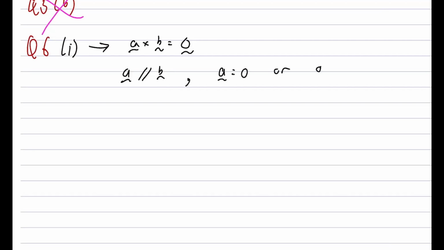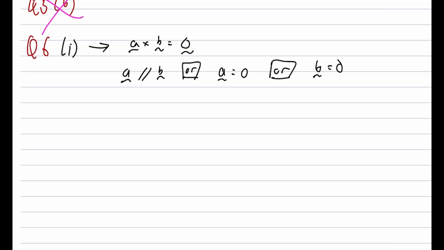Okay, from part 1, what we concluded is that whenever you got A cross B equals to 0 vector, it means that there are 3 cases. Vector A is parallel to vector B, vector A equal to 0, or vector B equals to 0. I should put or in between all of them.